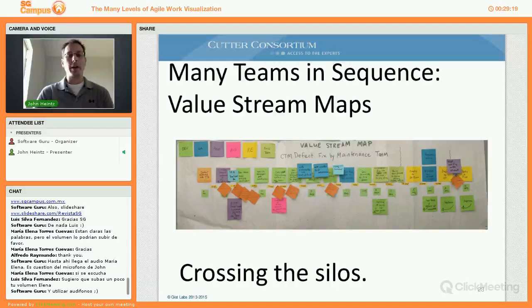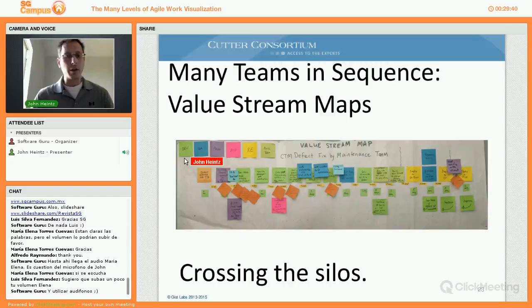This is one more technique for cross-team visualizations. This is value stream mapping. So this is the value stream map for maintenance fixes, for bug fixing, for an organization. What the team was doing was showing their different activities and the flow that the work would go through.